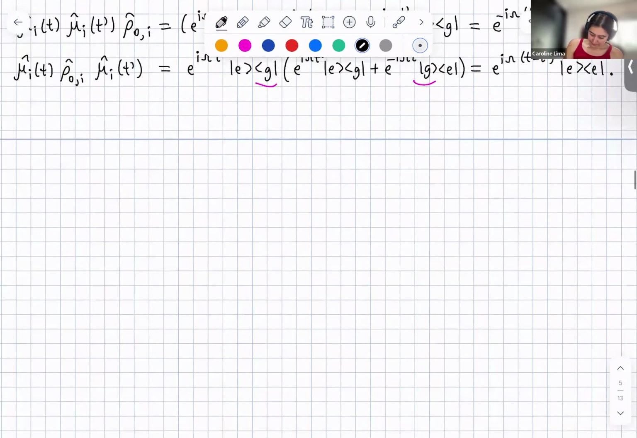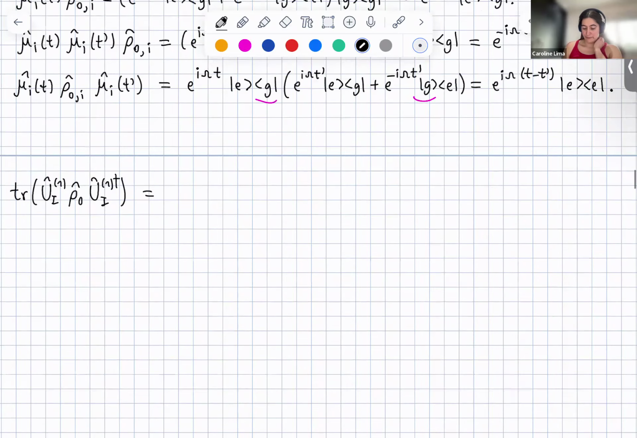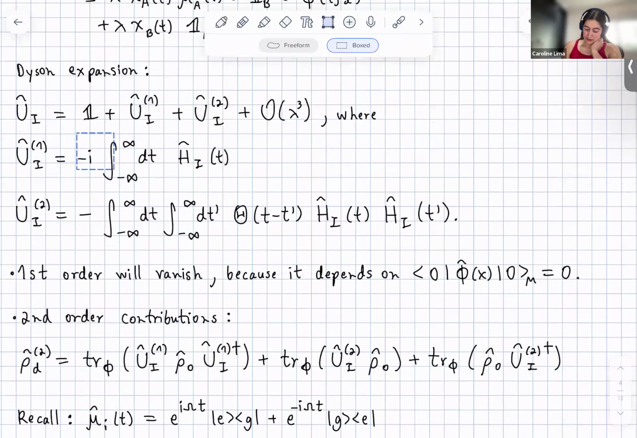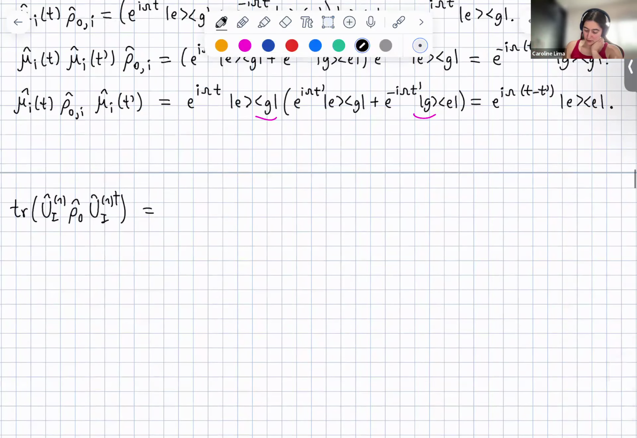So that is going to be the trace of U1, rho 0, U1 dagger. So recall we're going to have something like minus i coming from one side, and then plus i coming from the other side. So the final result is going to be positive. And we're going to have some integral from minus infinity to infinity of dt, and the same for dt prime.